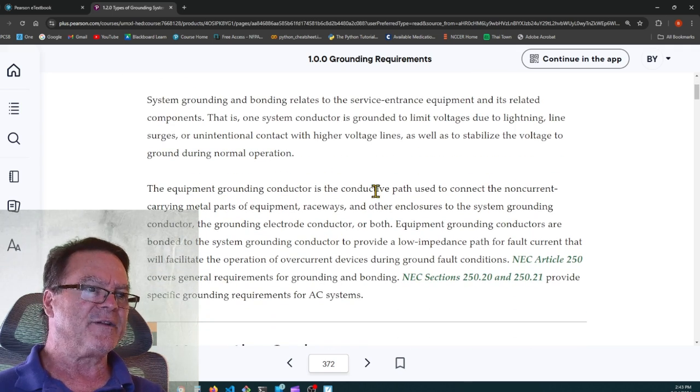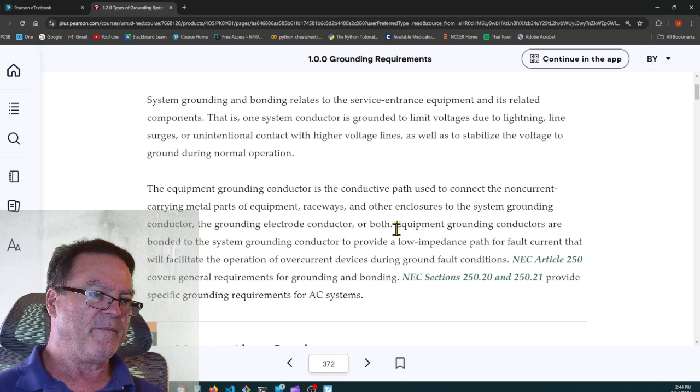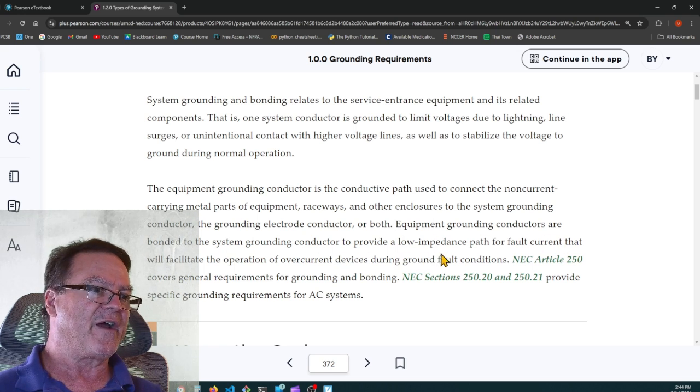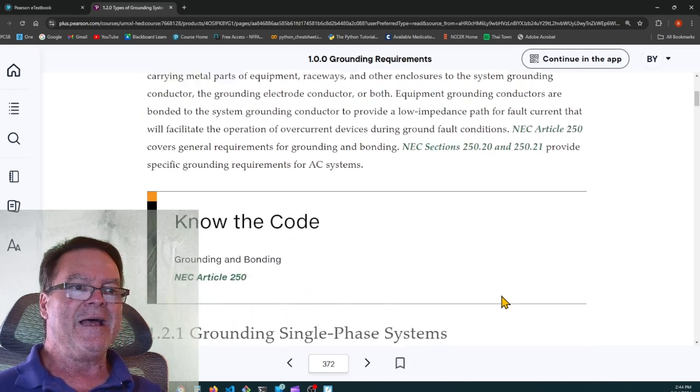The equipment grounding conductor is the conductive path used to connect non-current carrying metal parts of equipment, raceways, and other enclosures to the system grounding conductor, the grounding electrode conductor, or both. Equipment grounding conductors are bonded to the system grounding conductor to provide a low impedance path for fault current that will facilitate the operation of overcurrent devices during ground fault conditions.